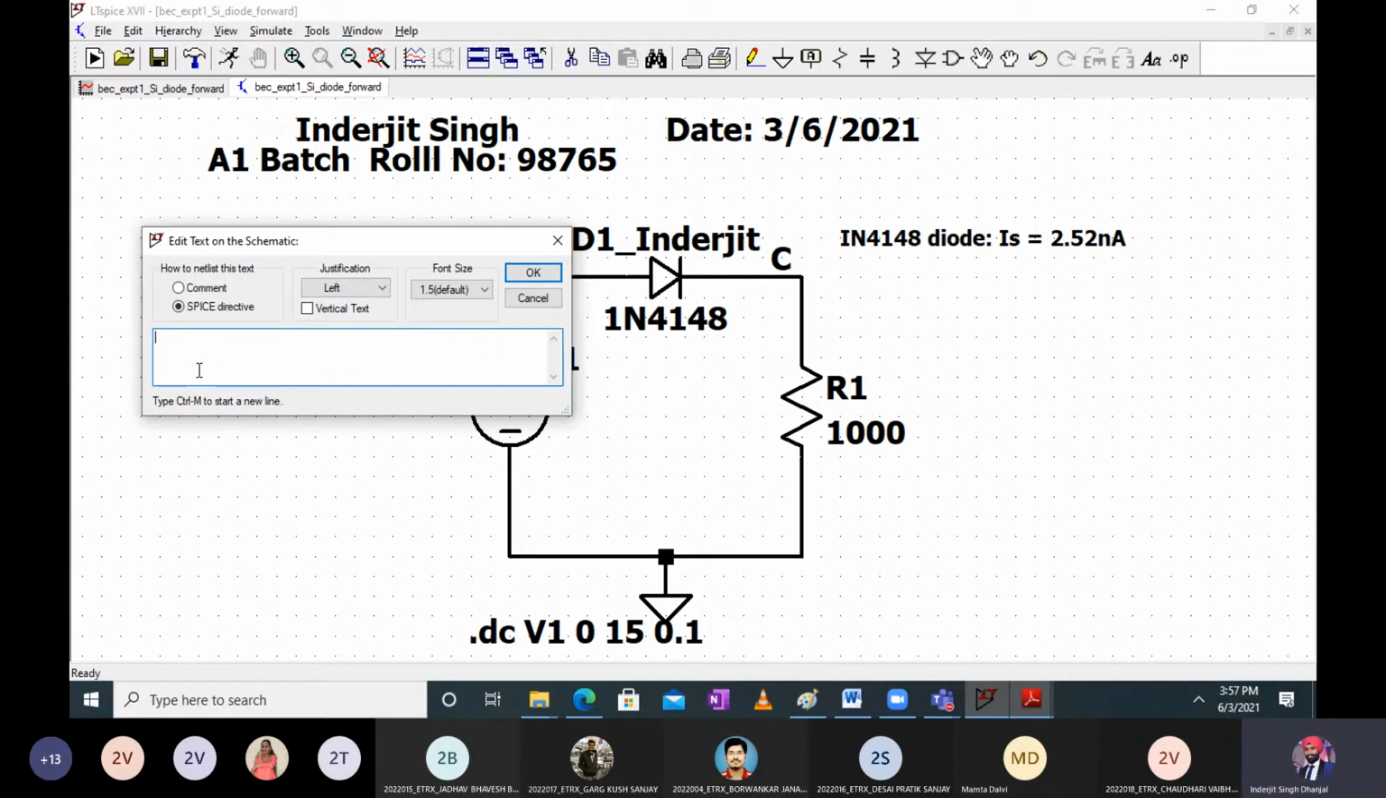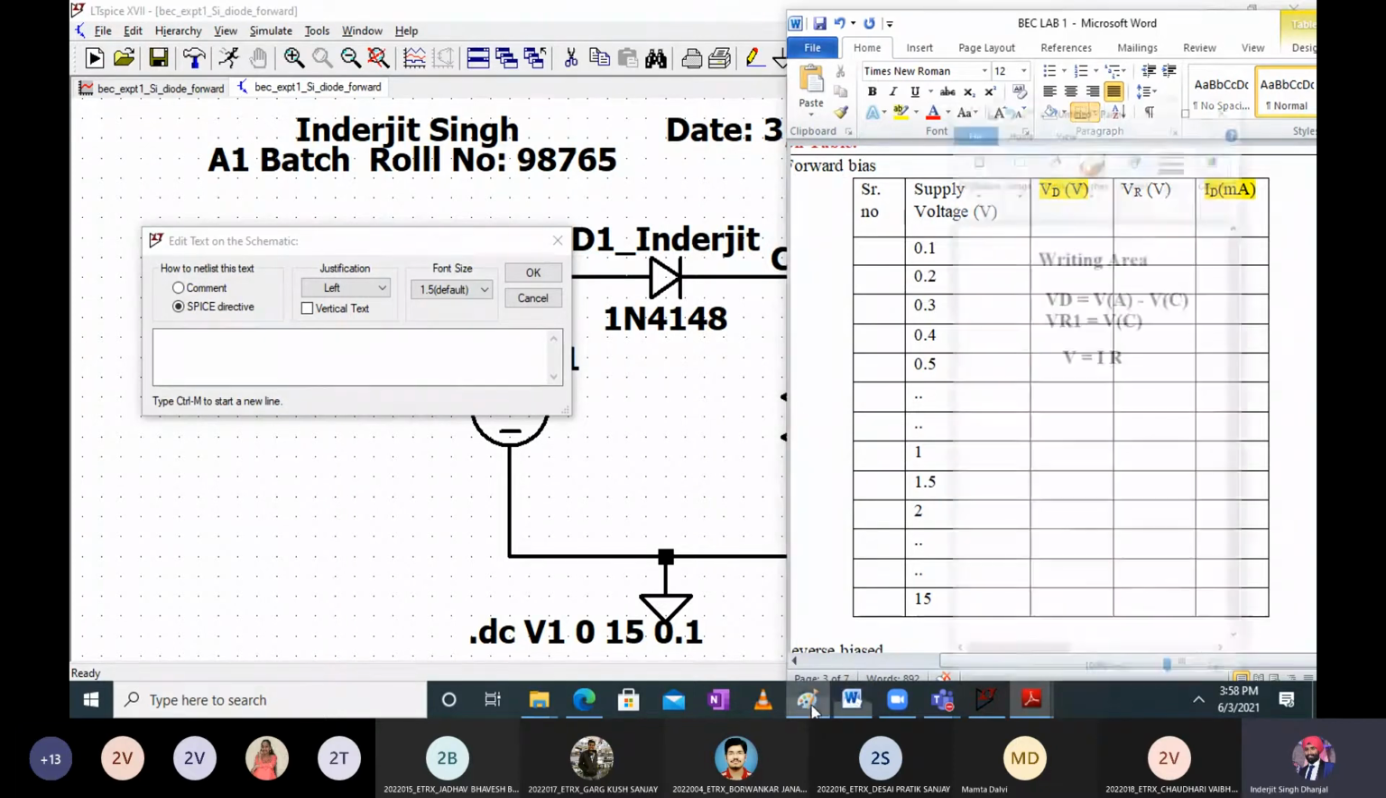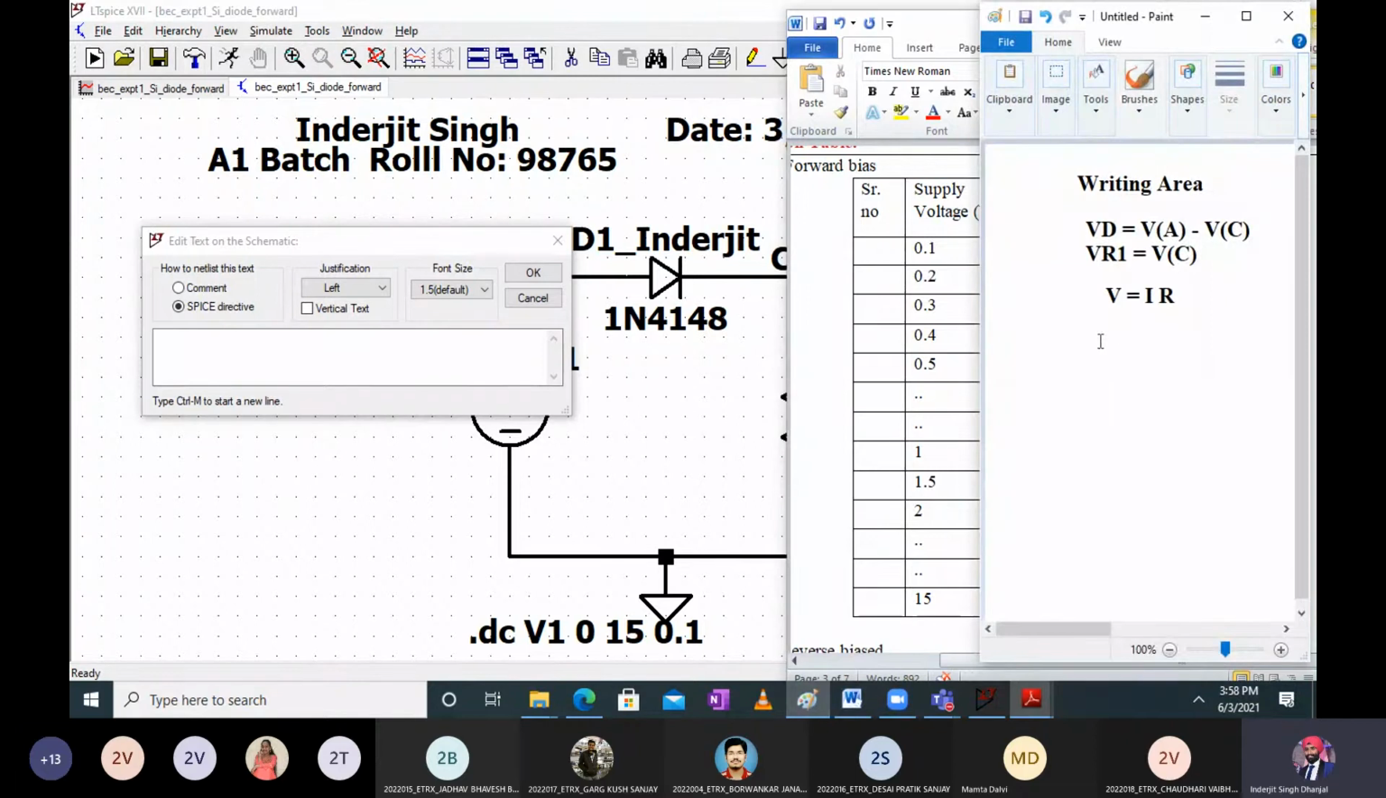Everyone ready? Just understand what I want. I want at 0.1 volt supply voltage, what is my value of VR? Remember, supply voltage is V1, the DC supply is equal to V1. Diode voltage is VA minus VC and VR1 is VC. So just remember that information.